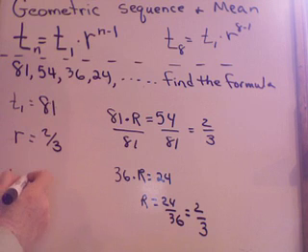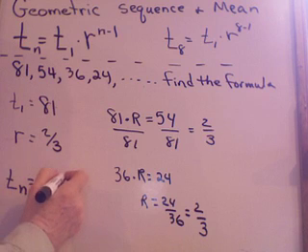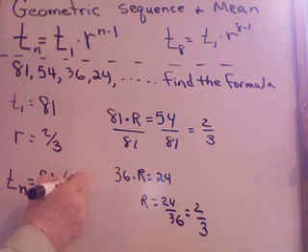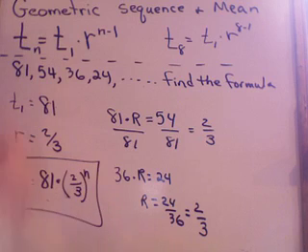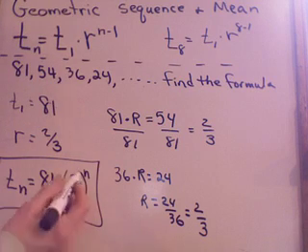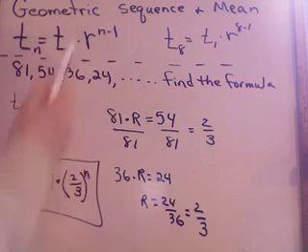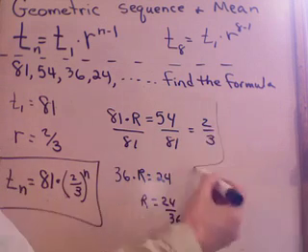T sub n equals T1, which in this case is 81, times r, which we know is 2/3, to the n. That's it. That's the formula. So, to review, look at the sequence, find the first term, find the r, and then use the equation for the pattern to set up the general form of the equation. Now with this, I can find any term I want of this sequence.